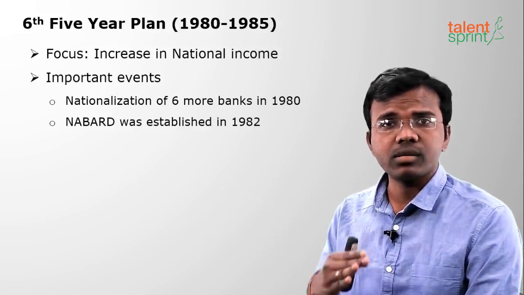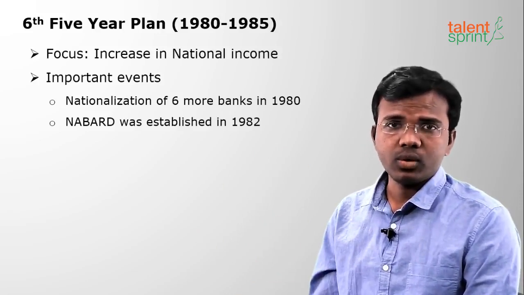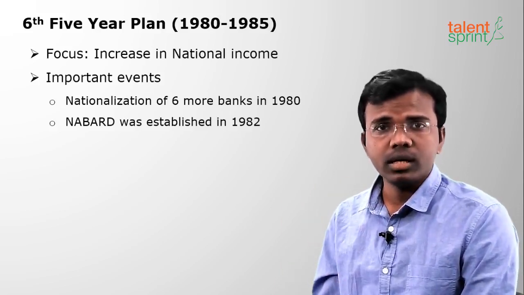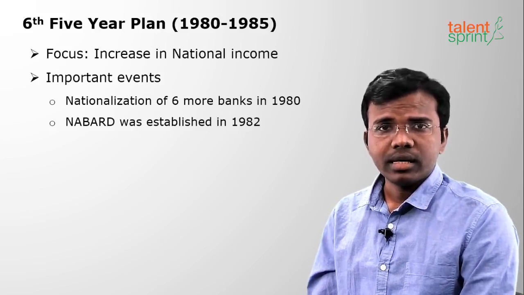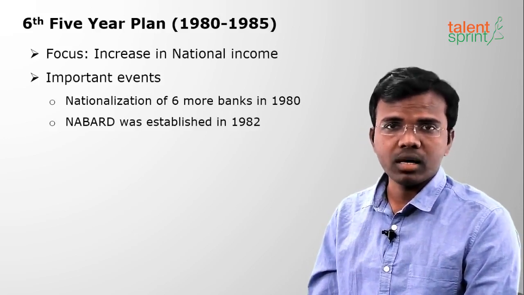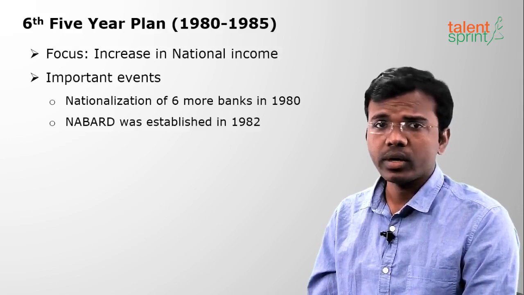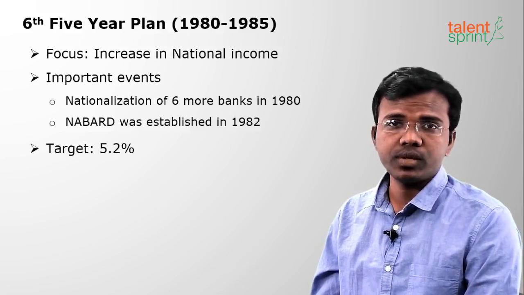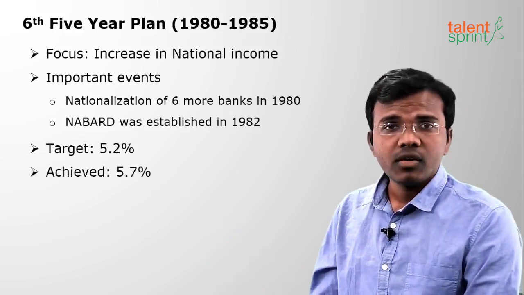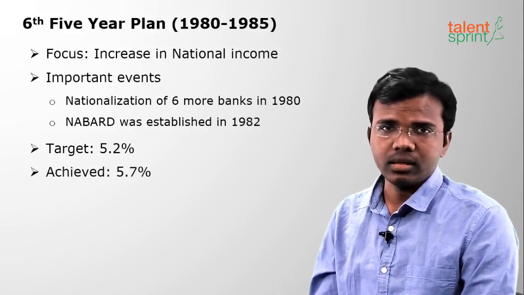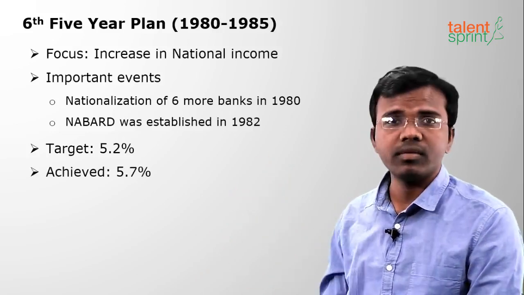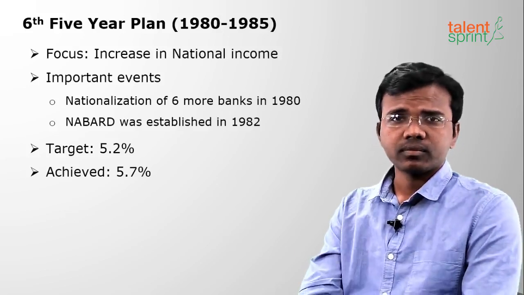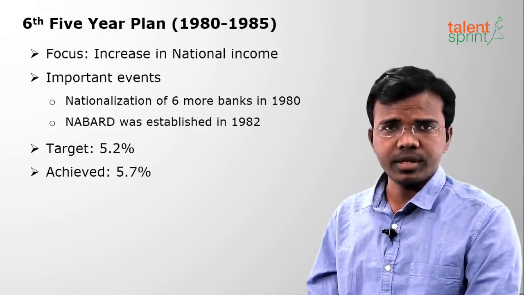NABARD stands for National Bank for Agriculture and Rural Development. So it is for the development of agriculture and rural areas. It is headquartered in Mumbai. Okay. Till date the chairman is Harsh Kumar Bhanwala, HK Bhanwala. Okay. And the target of this 6th 5-year plan is 5.2% of the GDP, and the achieved is 5.7%, more than the target. Clear with the 6th 5-year plan main events? So why I have consolidated the data means we need the important points for our examinations.